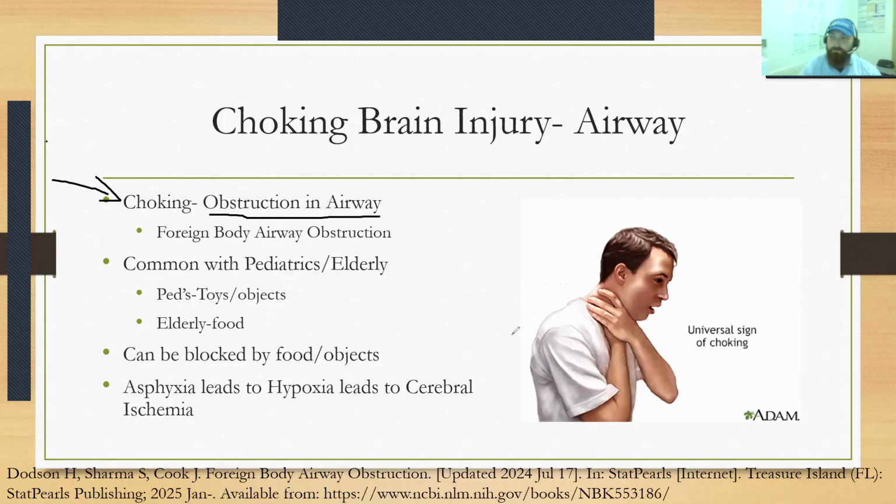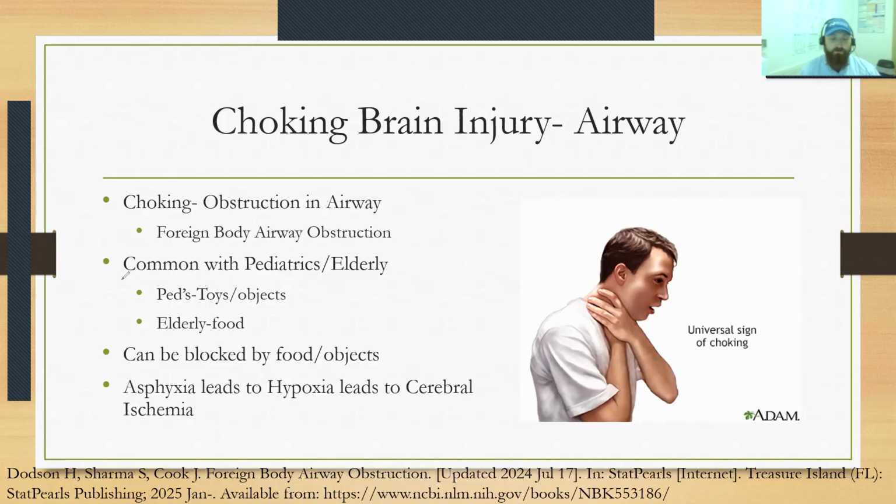Usually people think it's the throat. It also includes the mouth, the nose, anything that obstructs the airway, and it's usually because of a foreign body airway obstruction. Again, obstructing the airway, preventing the air from getting in to provide the oxygenation needed for the blood to go up to the cells of the brain, that can cause a brain injury.